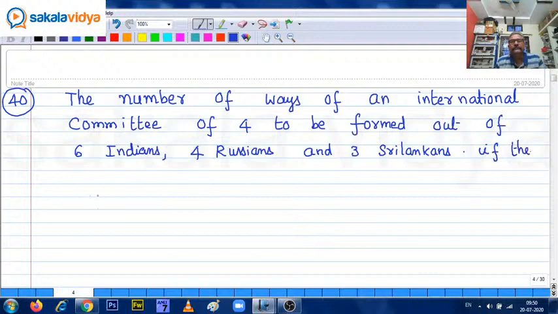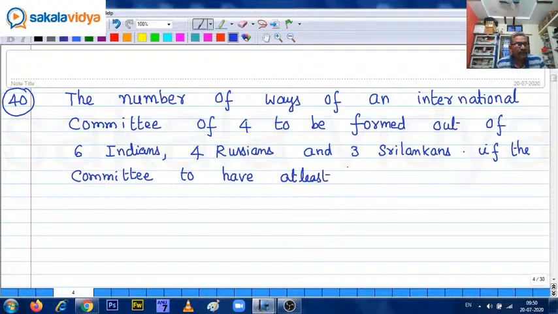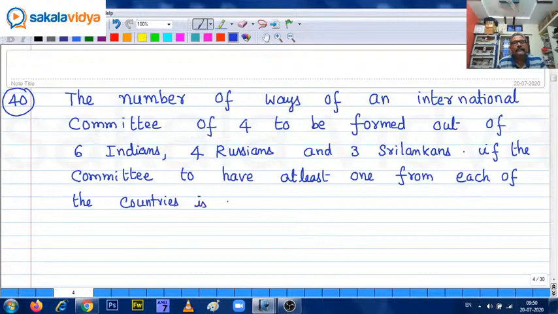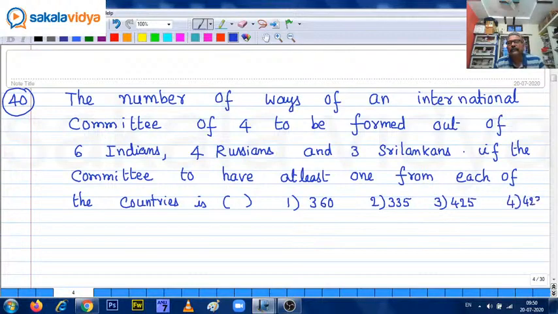If the committee is to have at least one from each of the countries, the first option is 360, second option 335, third option 425, fourth option 423. So all of you look at the screen. First of all, look at the screen and go through the question, read the question carefully.